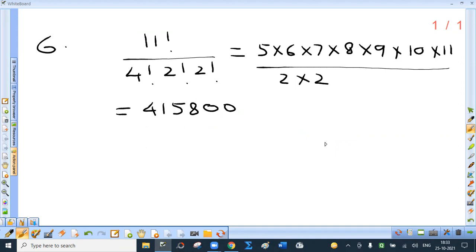See, in the word Maharashtra, there are 11 letters, in which A occurs 4 times, H twice and R twice, and the rest are all different. So what is the total number of arrangements? It is 11 factorial upon 4 factorial into 2 factorial into 2 factorial. Once 4 factorial gets cancelled, 5 into 6 up to 11, 2 factorial is 2, same. So on simplification, you get 4,15,800. Okay, write down.